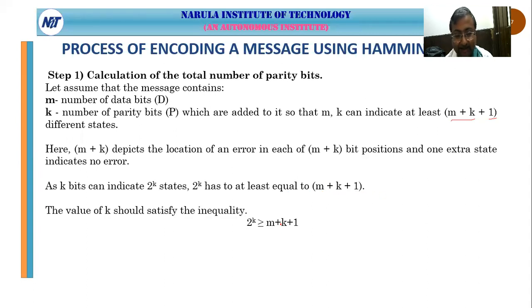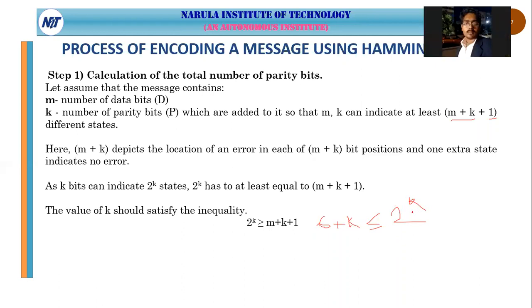So what is the condition? That is 2 to the power of K greater than or equal to M plus K plus 1. Now tell me, if M is equal to 5, what will be the K? K is maximum 3, sir. Exactly. M plus 1, that means 6. So 6 plus K should be less than or equal to 2 to the power of K. So obviously K should be 3. Yes, sir. So for this reason, I write P1, P2, and P4.